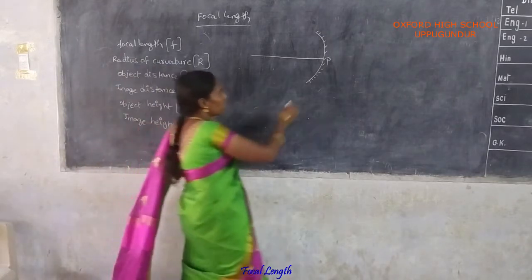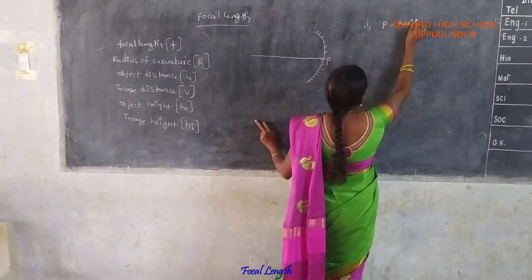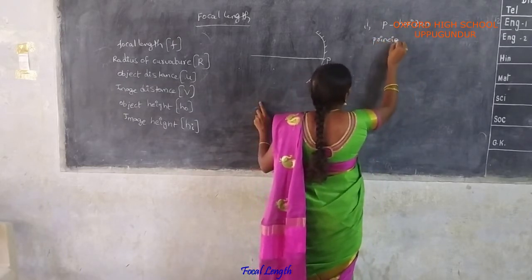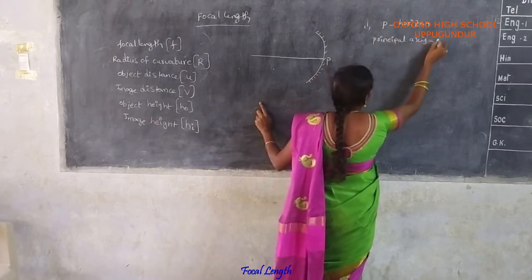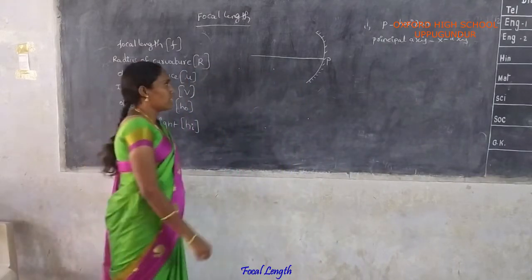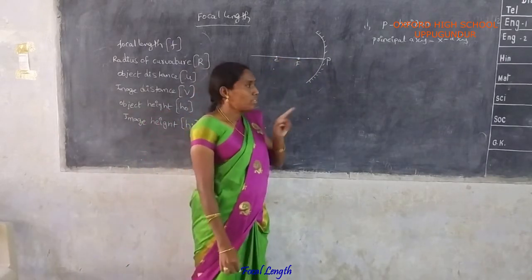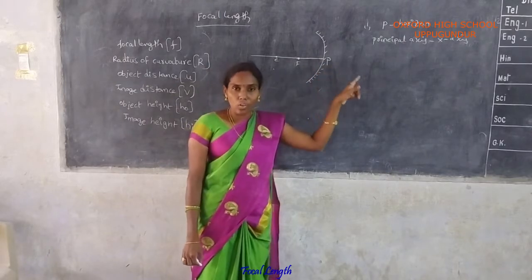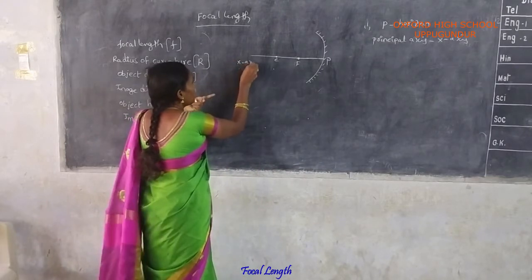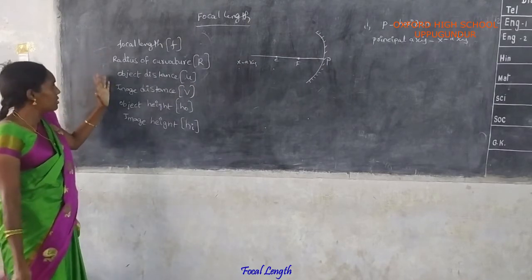See the first point, point number 1. The pole is always taken as the origin and the principal axis is always taken as the x-axis. Here this is the focus and this is the center of curvature. The first rule is the pole should be taken as the origin and the principal axis as the x-axis.